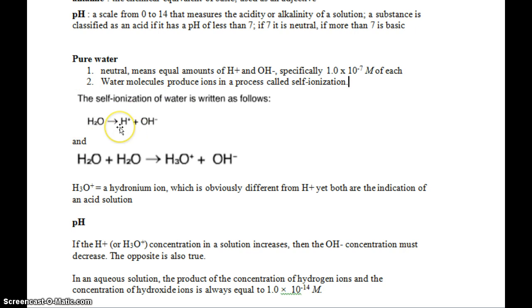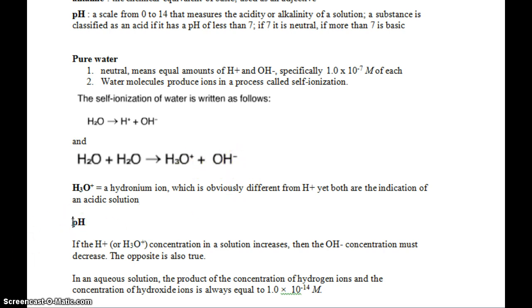So a water molecule turns into a hydrogen ion plus a hydroxide ion. And when two water molecules come together, they make a hydronium ion plus a hydroxide ion. And to remind us, this H3O+ is a hydronium ion, which is obviously different than just a hydrogen ion, yet both are the indication of an acidic solution. So in a way we use them interchangeably. When we see hydronium or a hydrogen ion, you should think acid. When you see hydroxide, you should think base.